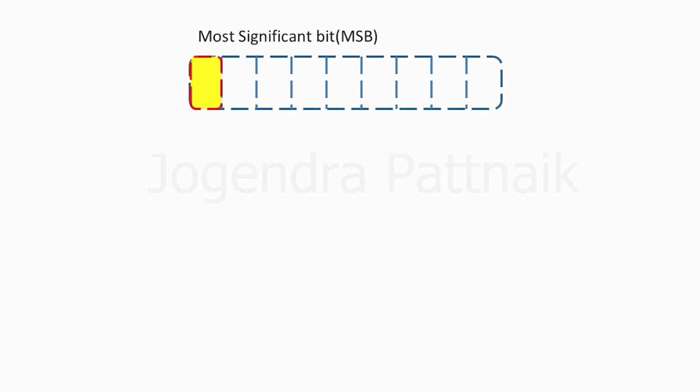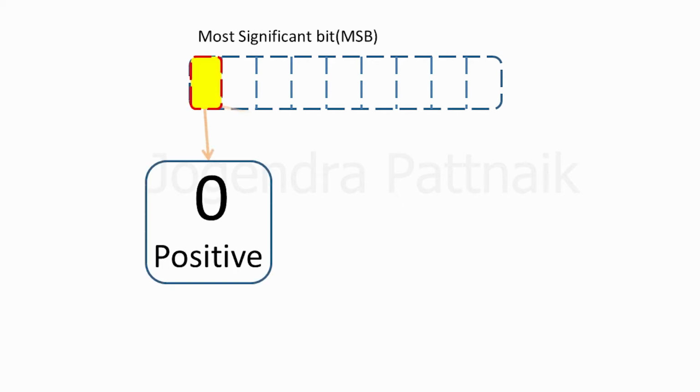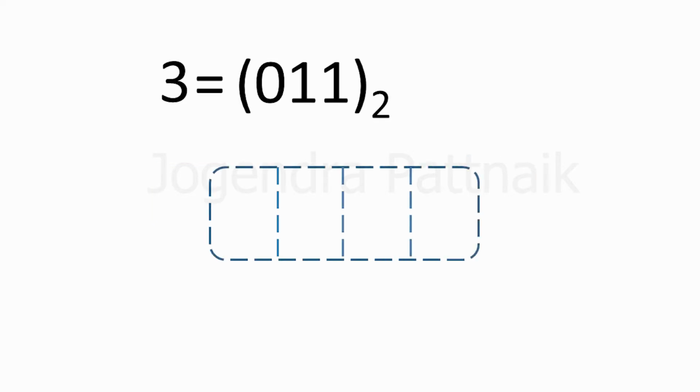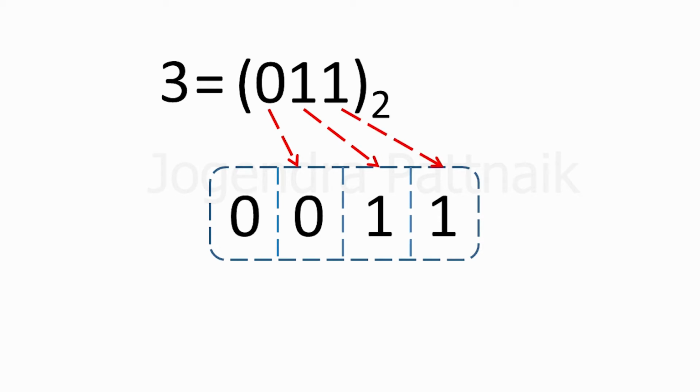In the sign magnitude representation, we use 0 for positive and 1 for negative in the most significant bit, or MSB. We use a single bit for the sign of the number and the remaining bits for the value, that is for the magnitude. Let's represent 3 in the sign magnitude representation. Here we just have to calculate the binary representation of decimal 3, which is 011, and we have to put the sign 0 on the MSB as it is a positive number.